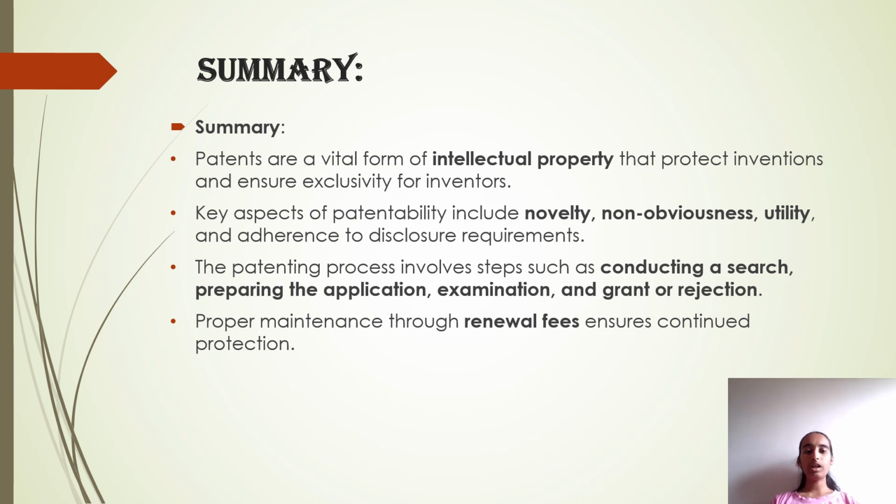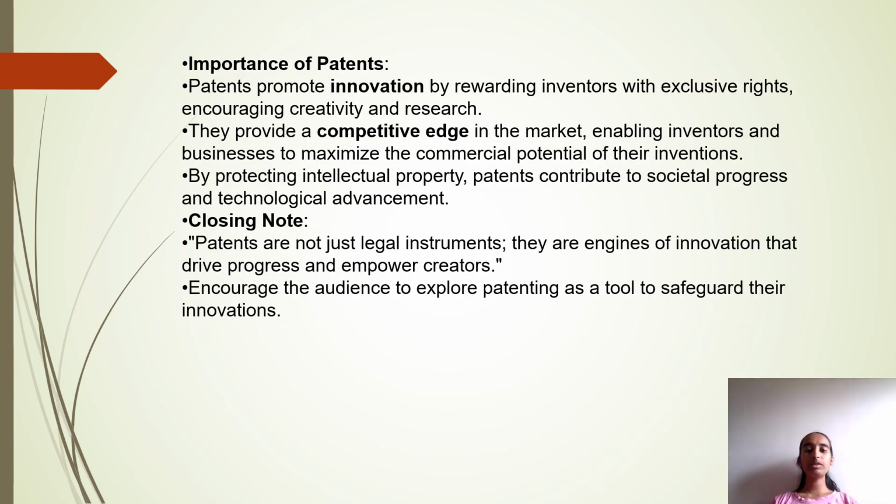Let's see a brief summary about the patentability and process of patenting. That is, patents are a vital form of intellectual property that protects inventions and ensure exclusivity for inventors. Key aspects of patentability include novelty, non-obviousness, utility, and adherence to disclosure requirements. The patenting process involves steps such as conducting a search, preparing the application, examination, and grant or rejection. Proper maintenance through renewal fees ensures continued protection.